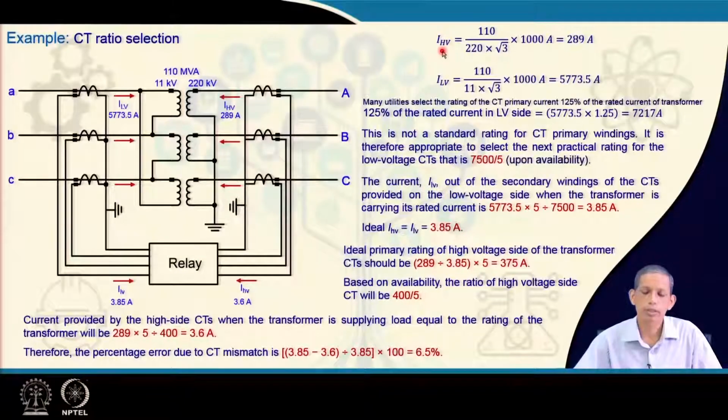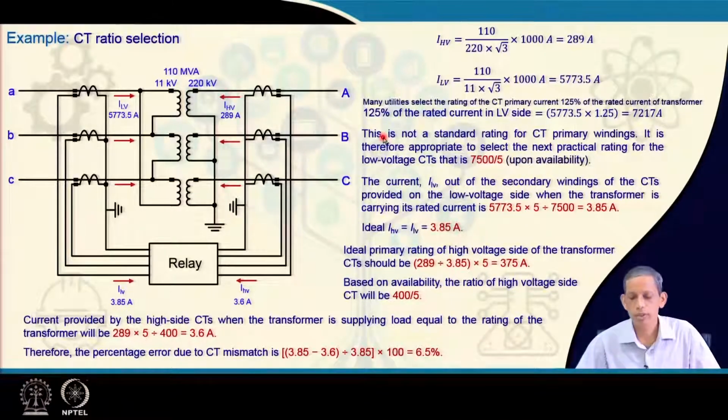So, let us come to the high voltage 220 kV side. The transformer is having 110 MVA, so the corresponding full load current rating on the line side becomes equal to 289 ampere. On the low voltage side, that is the 11 kV side, the full load current on the line side, which is measurable through the CT arrangement and fed to the relay, comes out to be close to 5773 ampere.